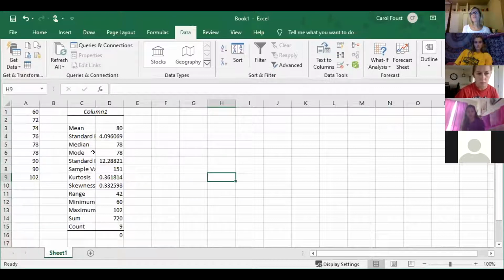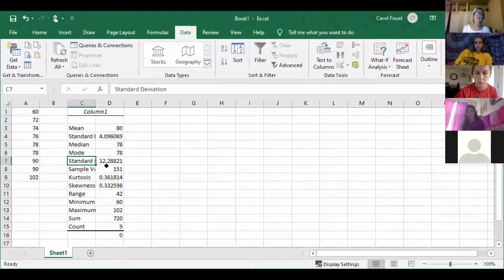The mode, this was actually a bimodal distribution. It had a mode of 78 and a mode of 90. It would be considered bimodal because 78 occurred twice, but so did 90. The standard deviation was 12.3 basically. So that was the answer to the first question.